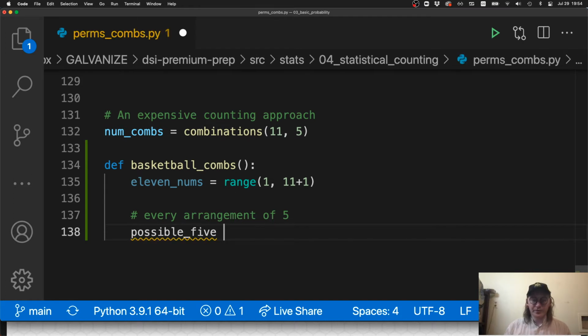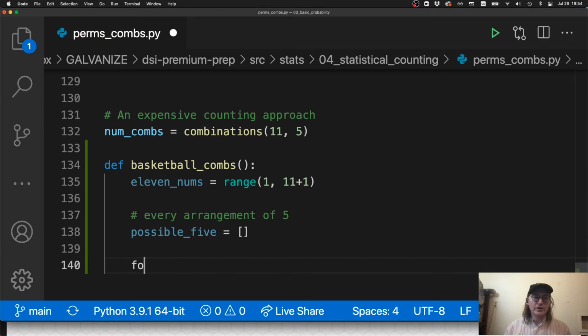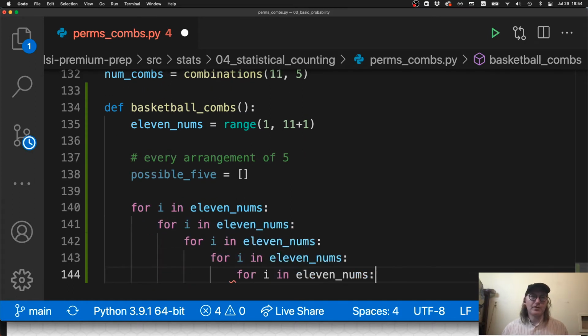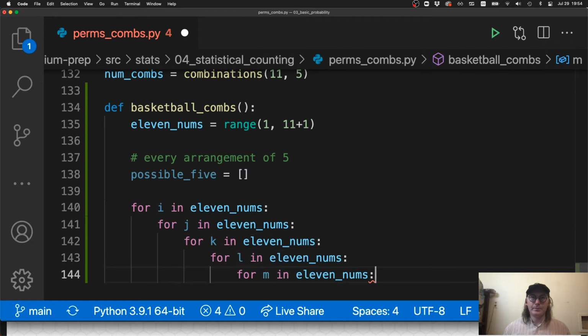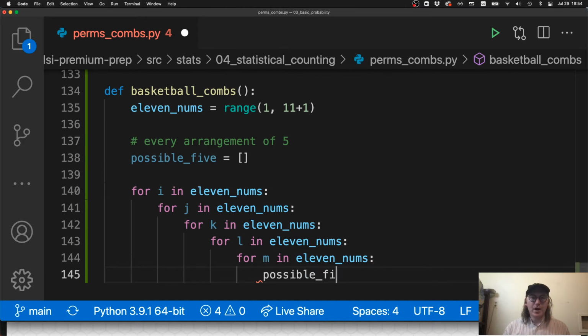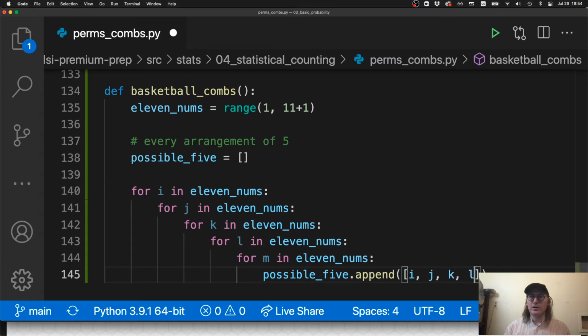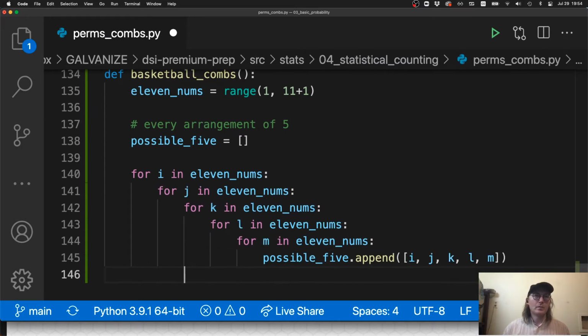So here's a possible 5. The way that we're going to do that is for i in 11 nums, right? This is just that basic counting. Here we're using a base 11 system. So 1, 2, 3, 4, 5. And I just need to change this to i, j, k, l, and m. Okay, and so with the possible 5, we can append each of these: i, j, k, l, m. We could print those out and take a look at them.